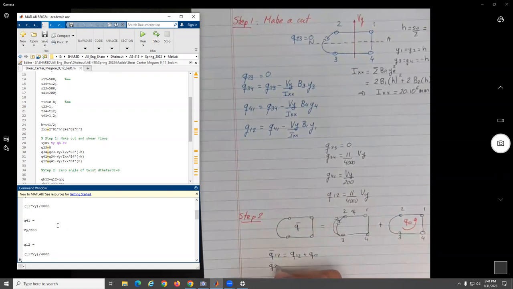Q bar 2,3 should be Q2,3 plus Q sub naught. Q bar 3,4 is equal to Q3,4 plus Q sub naught. And Q bar 4,1 will be equal to Q4,1.